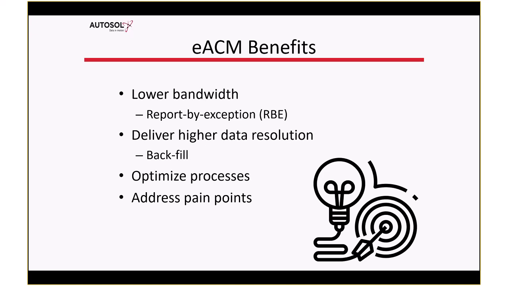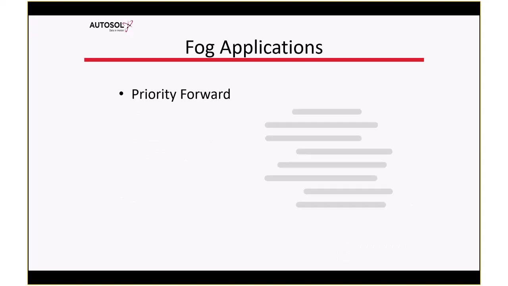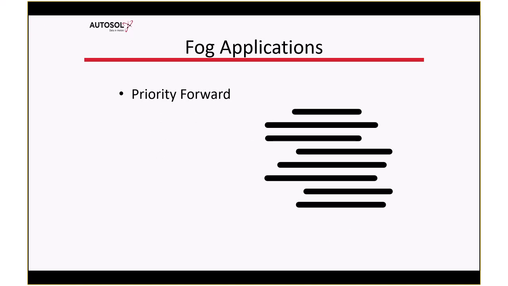So we can optimize processes in the field or address pain points for our clients. One such example of how we've done this is with an app we call Priority Forward. So the context for this app is, let's say that you've got a serial device, a FlowBoss 107 in the field, and he is connected serially to a radio, a 900 megahertz SCADA radio. And eACM is installed in that radio.